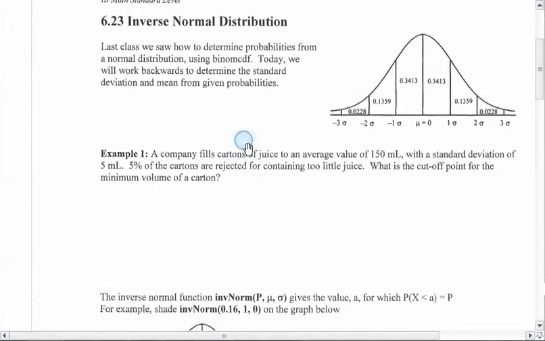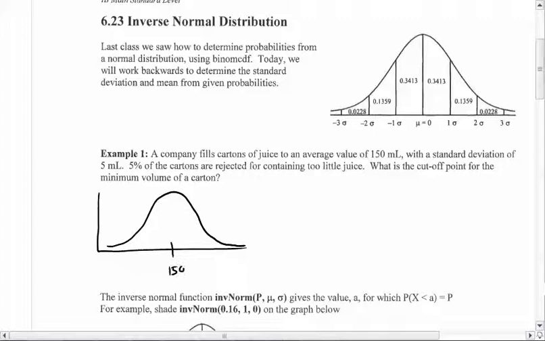For example, let's say we've got a company that fills cartons of juice to an average value of 150 milliliters. So the average is 150 and the standard deviation is 5. Now 5% of the cartons are rejected for containing too little juice. What's the cutoff point for the minimum volume of a carton?